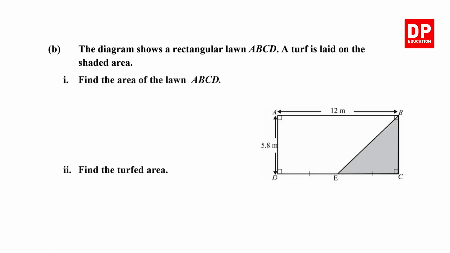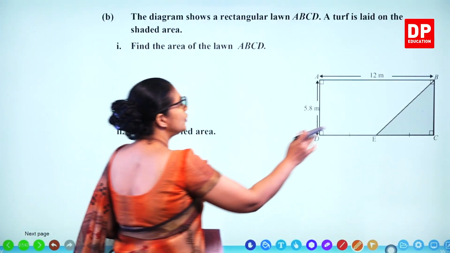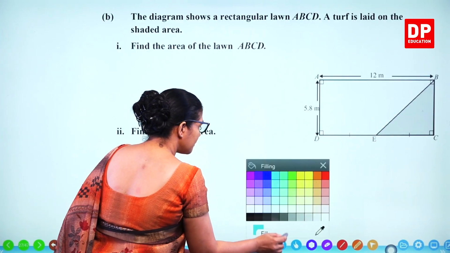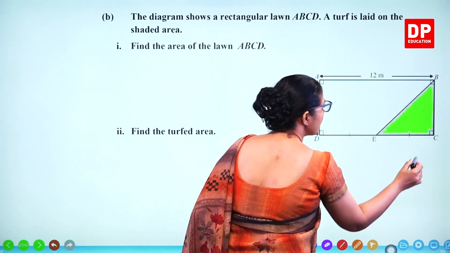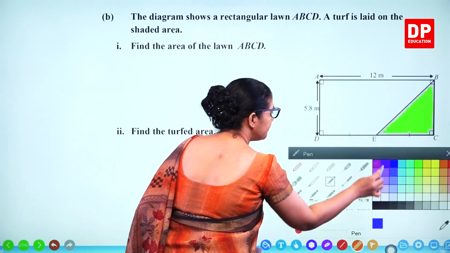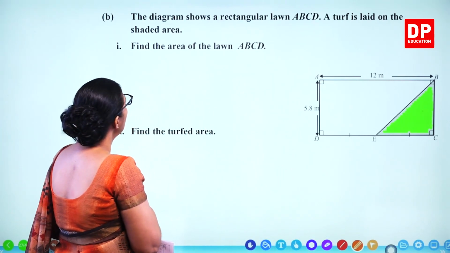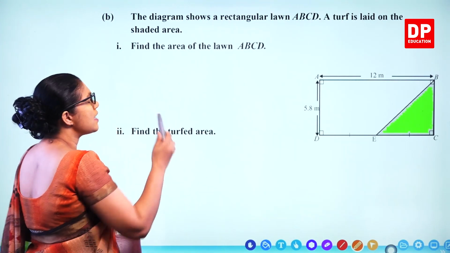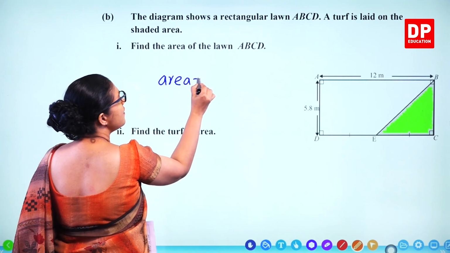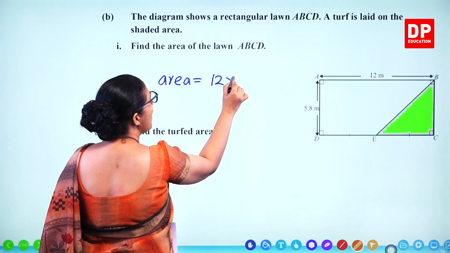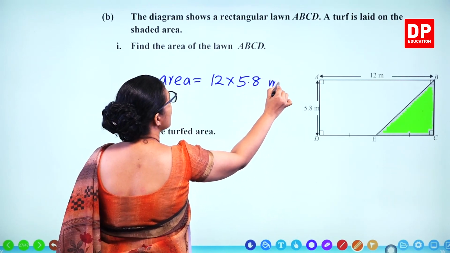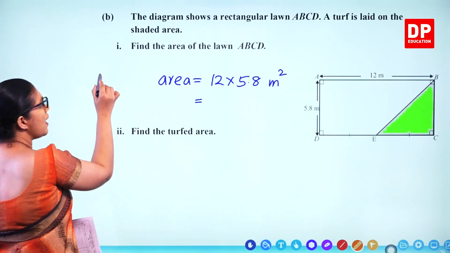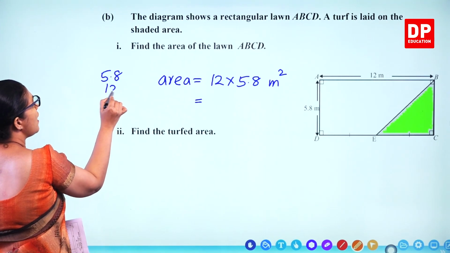Part B. The diagram shows a rectangular lawn ABCD. A turf is laid on the shaded area. So this part. So this area. Find the area of the lawn ABCD. So that's the full thing. So this is a rectangle area, length into width, 12 into 5.8. You get meter square. So multiply 5.8 into 12.